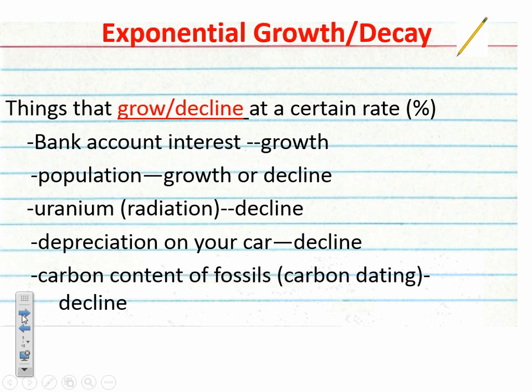So this idea of things that exponentially grow or decay, they're things that grow or decline at a certain rate. Please write this part into your notes. That rate is a percent that we're looking for, okay? An idea, a percent, not a constant amount like $10,000, but a percent, like I'm growing at 50% or shrinking at 40%. Things that do this might be your bank account, population, radiation, depreciation in your car, carbon content of fossils. So this idea of exponential growth or decay is something that's applied in many places, especially in math and science, and then also in economics.